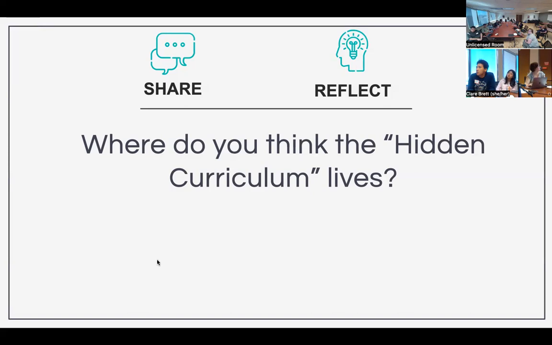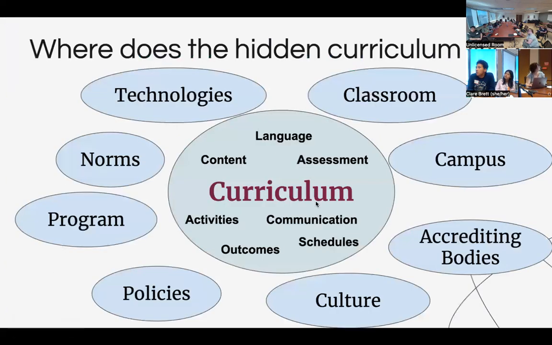So I'm going to jump forward and show you some other places where the hidden curriculum can live. So the actual curriculum itself, really what happens in the classroom, so the language that we use in the classroom, whether it's English or another language, or the level of language. So are we using really dense academic language, or are we using more inclusive, simple language? So that hidden curriculum lives in our language structures.